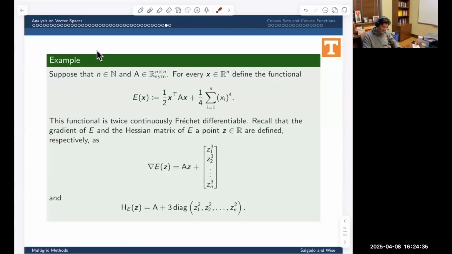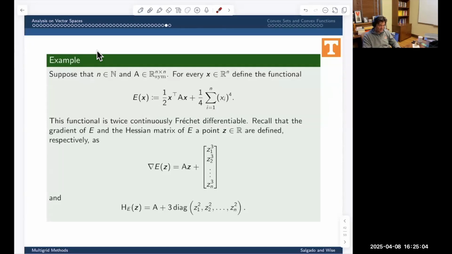Okay, so each one of these terms is going to be positive, taking xi to the fourth power. And remember, this is for a vector, so it has n components. So I take each one of the components, I raise it to the fourth power, I sum them all up, and then I multiply by a quarter. So that gives me my second term. So this term is what we call quadratic, and this term is what we call non-quadratic, okay?